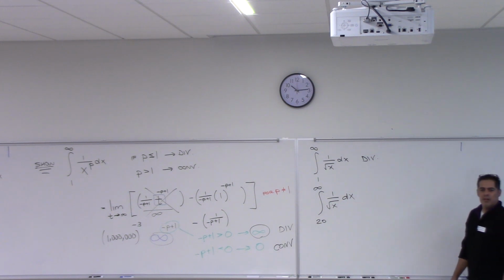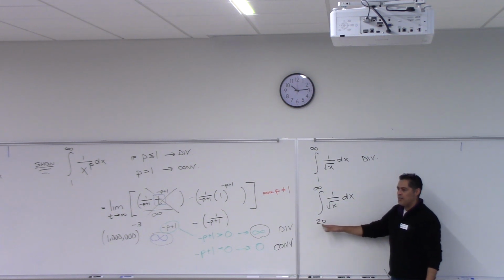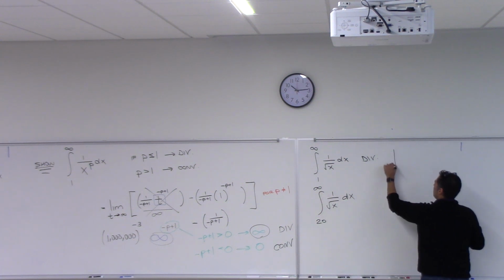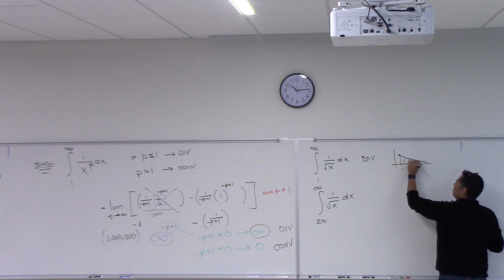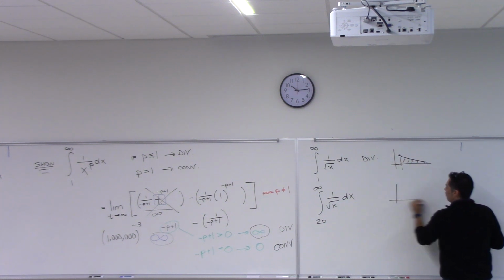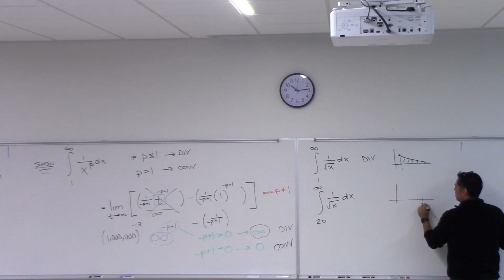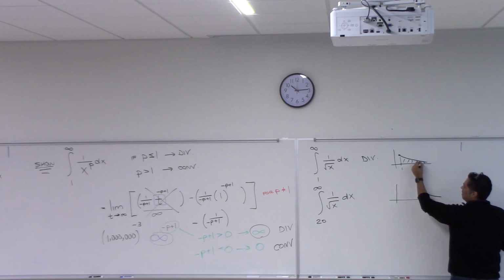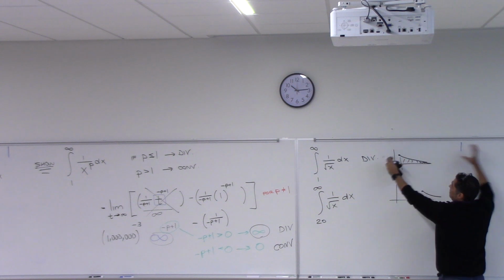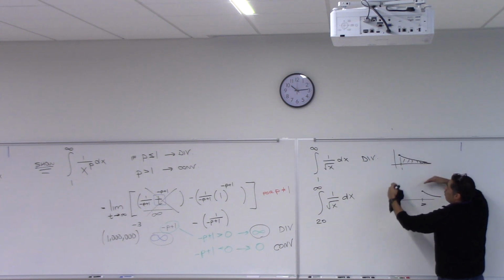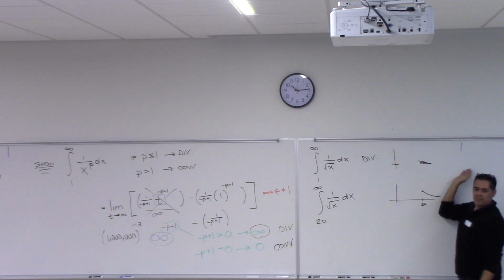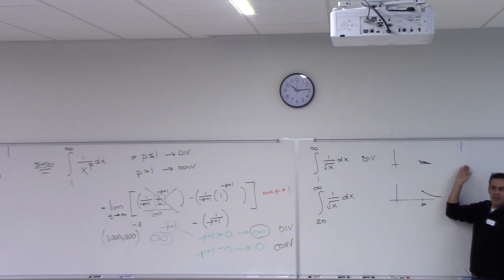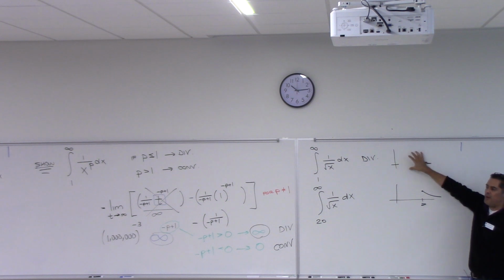Still diverges. The fact I started at 20 does not change anything, because this one is starting at 1, we're finding this area, and here we're starting at 20. But it's okay. If this whole thing from 1 to infinity is infinite, then if I cut off a finite part of it, that's still got to be infinite. The infinite is coming from down there, not from a finite piece in the beginning.